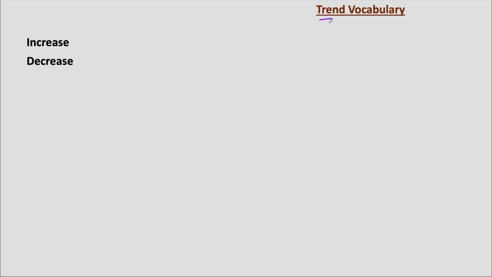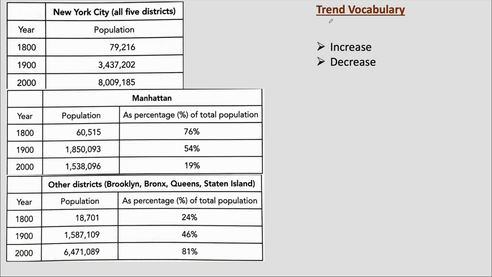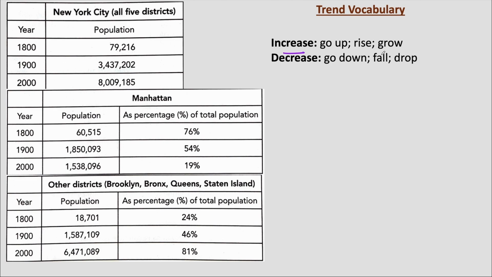In graphs and tables, we often describe trends like increase, decrease, or fluctuation. In these tables, we mainly need increase and decrease. Instead of repeating increase, we can say go up, rise, and grow. For decrease, we can say go down, fall, drop.